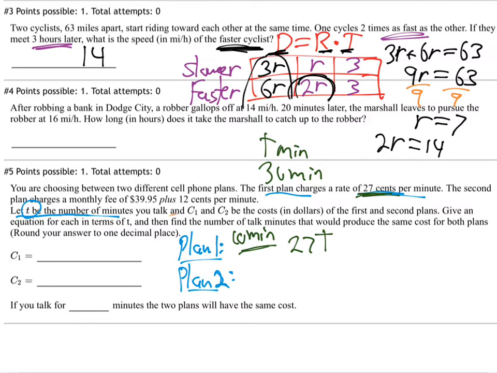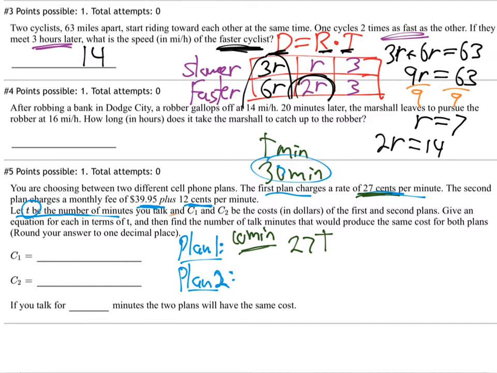Okay, plan number 2. Plan number 2 is a little more complex, not a lot. It's $39.95 up front. You've got to hand us $39.95 plus 12 cents a minute. So let's be real again. What if I talked 30 minutes? What would I pay for that plan? So again, it's $39.95 up front plus 12 cents a minute. I don't mean the final answer, but what would you do if you talked for 30 minutes?